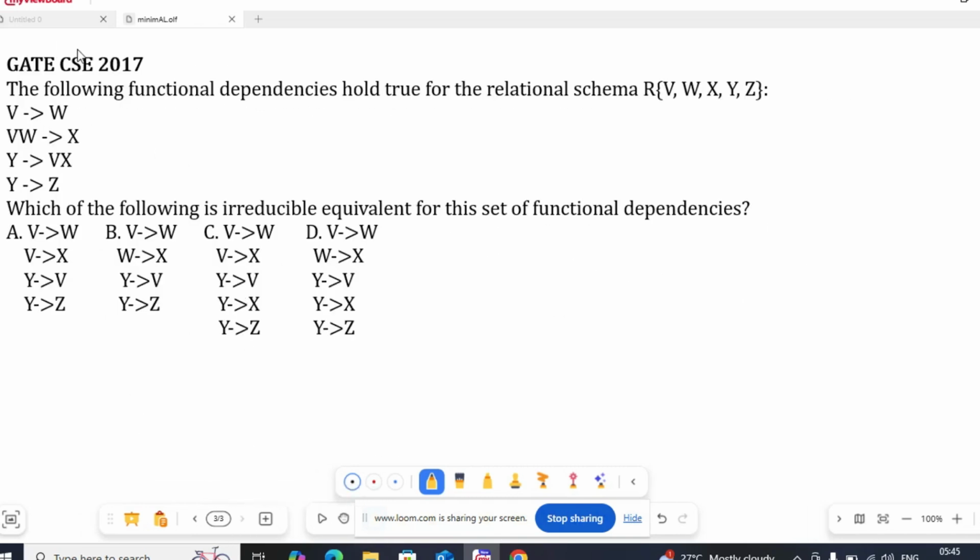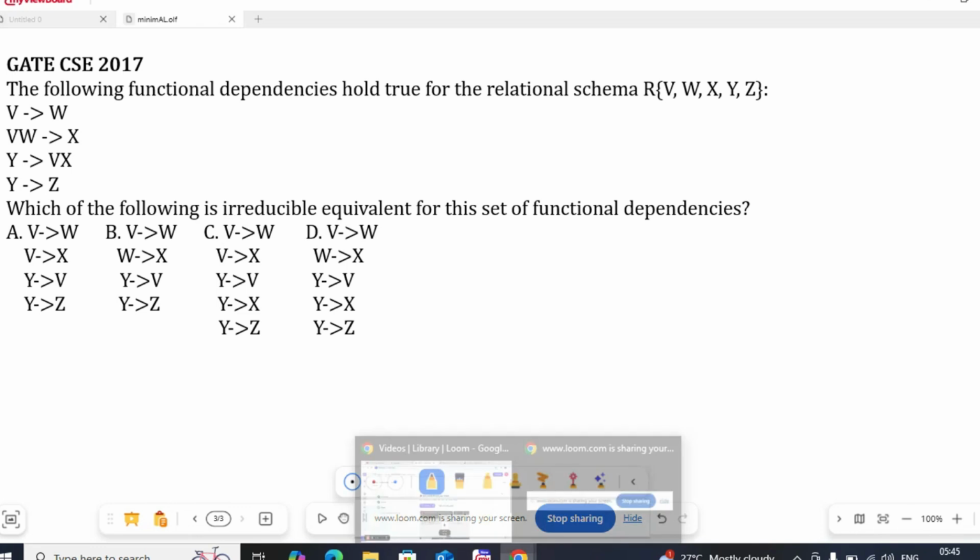This is your GATE CSE 2017 question. Now see what they have asked in this question. The following functional dependencies hold true for the relational schema R(V, W, X, Y, Z). So what functional dependencies have they given here? V to W, VW to X, Y to VX, and Y to Z. What is the question? Which one of the following is an irreducible equivalent for this set of functional dependencies?